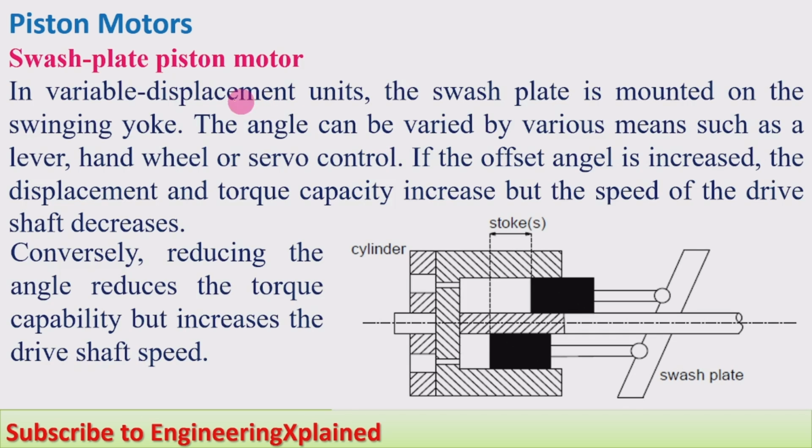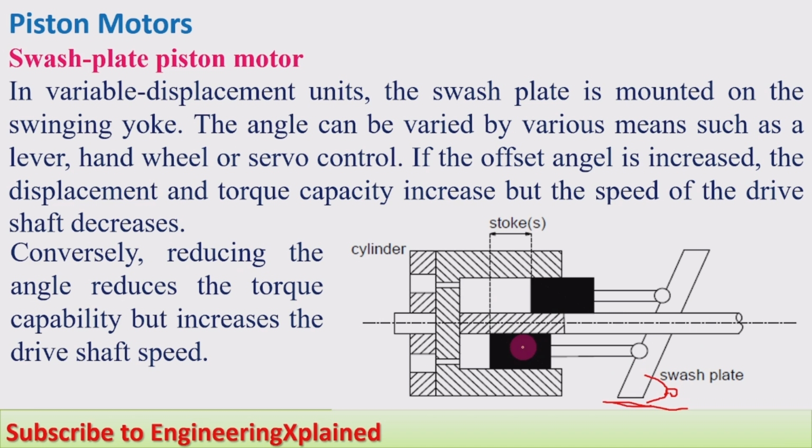Moving to the next, piston motors. In piston motors, first I'll take the swash plate type piston motor. In variable displacement units, the swash plate is mounted on a swinging yoke. That means this angle with the horizontal can be changed, so the displacement can vary.